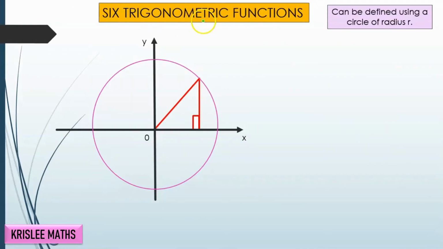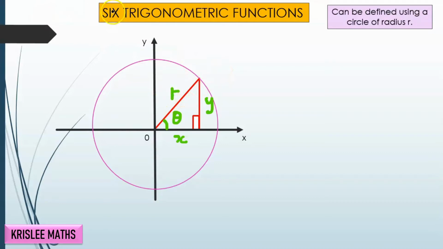Now the 6 trigonometric functions of an angle can be defined using a circle of radius r. So for example, let's say this is the circle with radius r. So this is the radius, so we label it as r. Since this line lies on the x-axis, I'm going to label it as x, and the vertical line as y. And remember, the position of the acute angle must lie between the x-axis and the radius. We have learned this in the first episode.